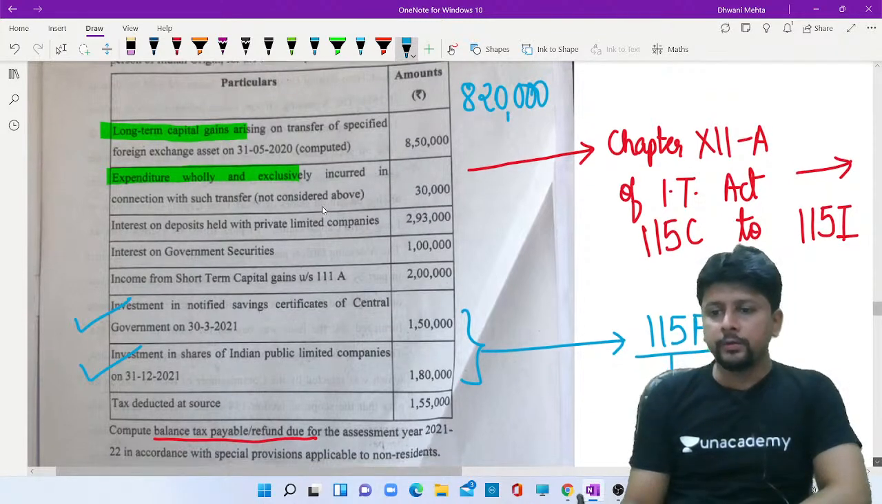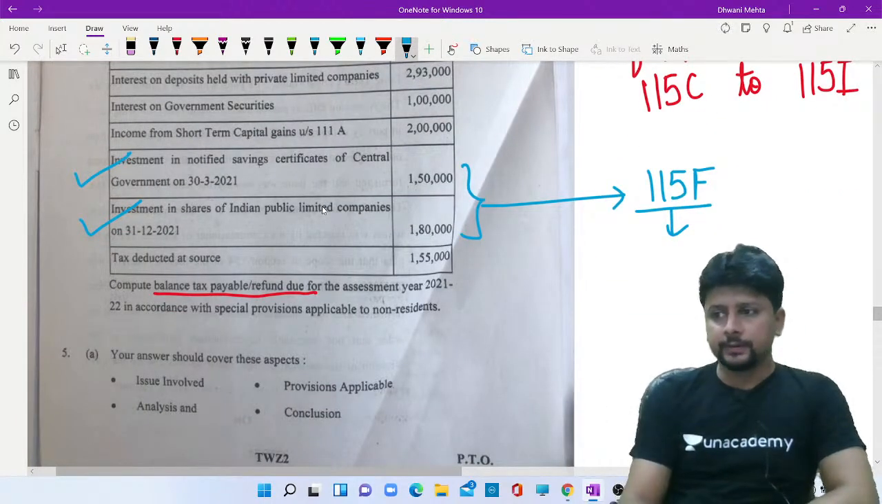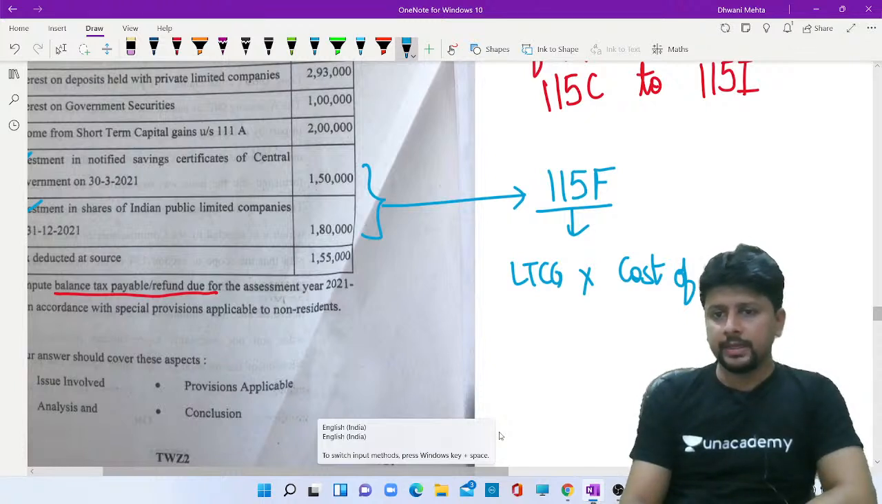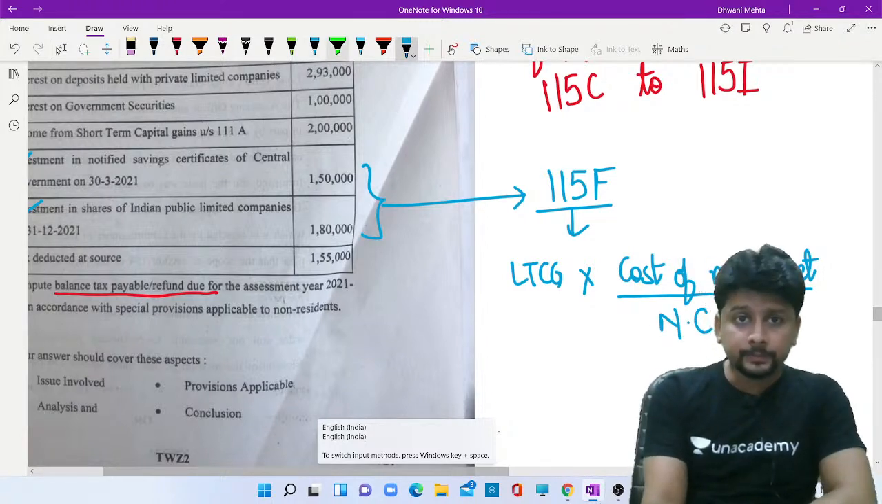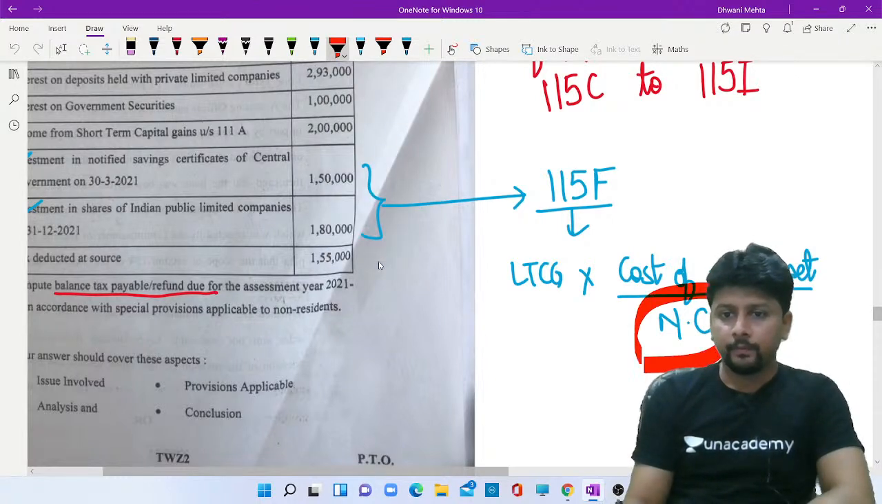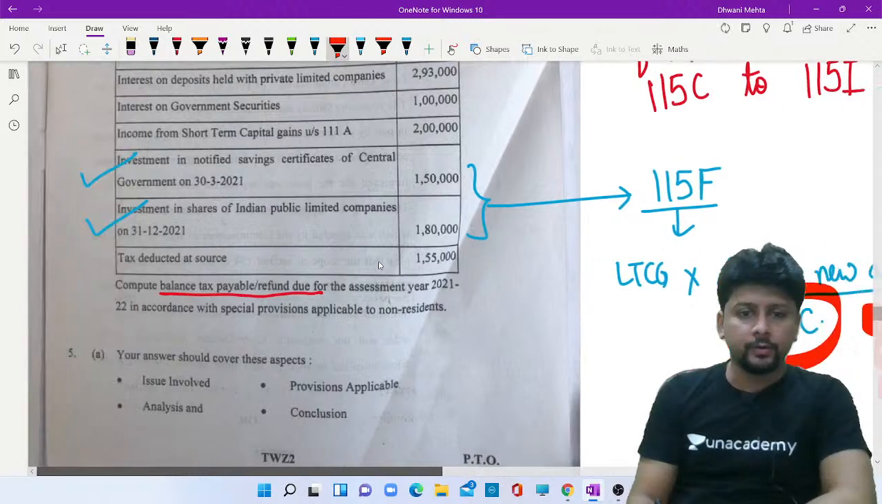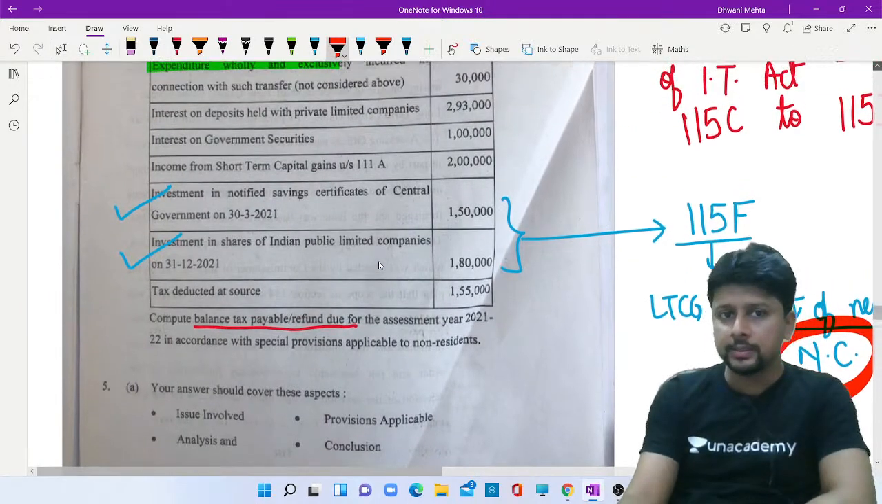Now, the problem that a student would face in the exam was that 115F is an exemption on proportionate basis. Take your long-term capital gain multiplied by cost of the new asset, in this case those notified savings certificates and investment in shares, divided by net consideration. Issue is that I do not have this figure. Net consideration is not given in the sum. I have the long-term capital gain, I have cost of new assets, but I don't have net consideration. The student might start racking his or her brains.